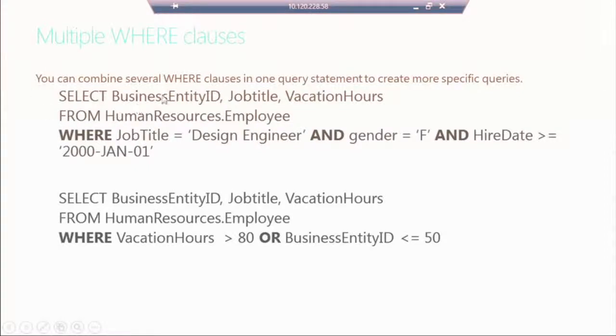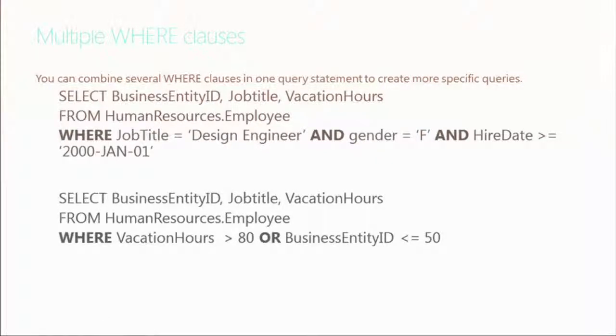So notice here now, I'm still doing a select on these 3 options: business entity ID, job title, and vacation hours, from the table. Now my where clause: where job title equals design engineer, and by the way, gender has to equal F, and by the way, their hire date has to be greater than or equal to January 1st of 2000. So now I'm really narrowing down what's returned to me in my result set. I'm specifying 3 bits of criteria that each record returned has to meet. They have to be a design engineer, they have to be gender female, and they have to have been hired later than January 1st of 2000. So I'm getting very specific.